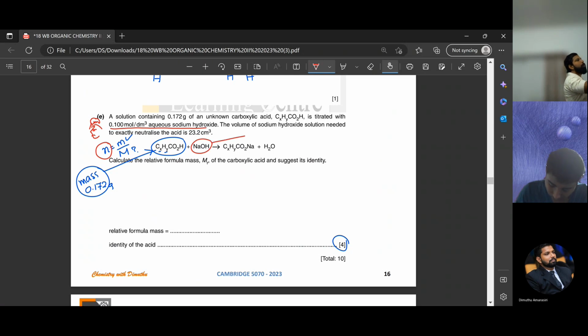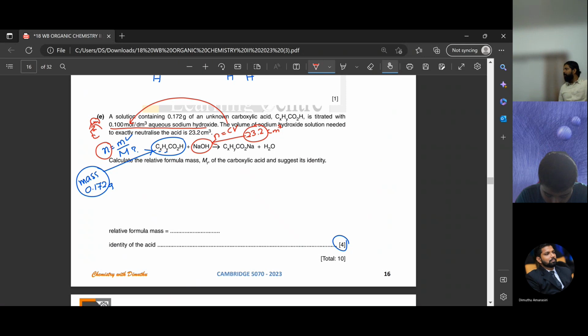They have given the volume. Okay? Volume is given, 23.2 cm cube. Have they given the concentration? See, we have the equation n equals CV. Then the story is over.